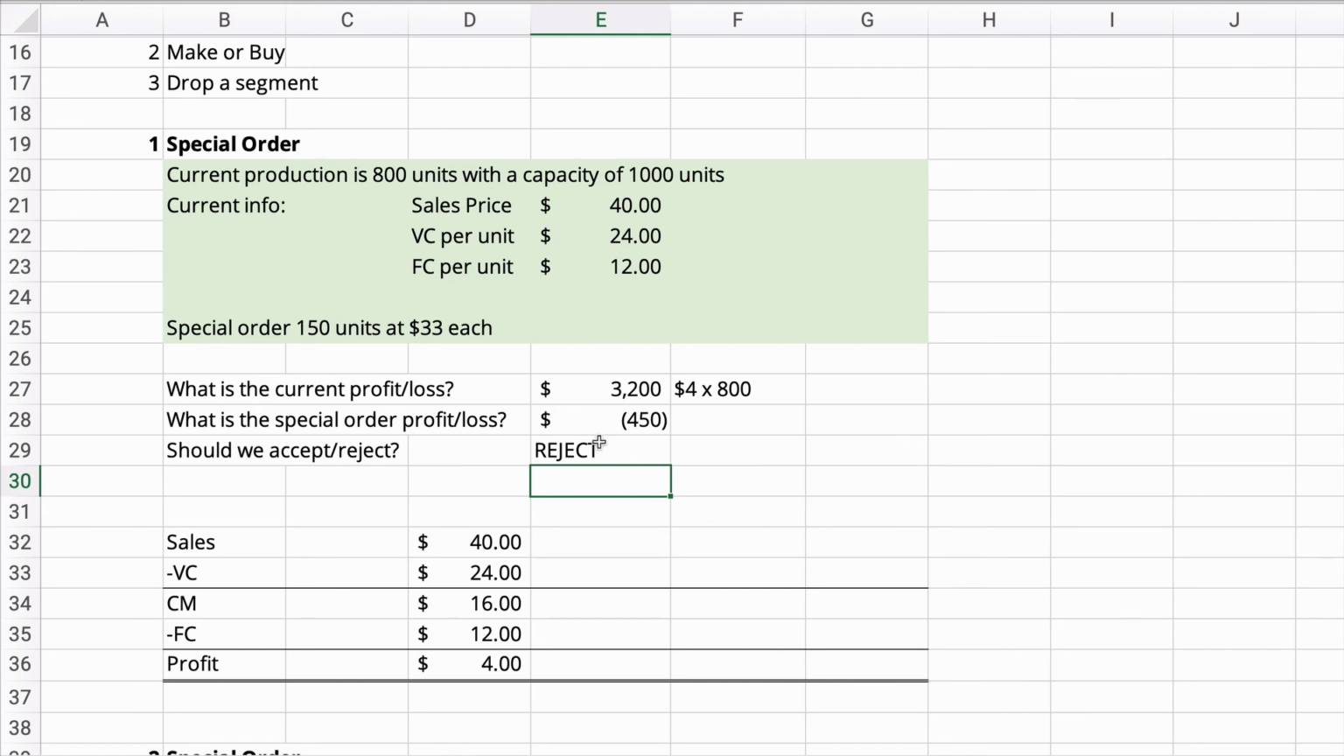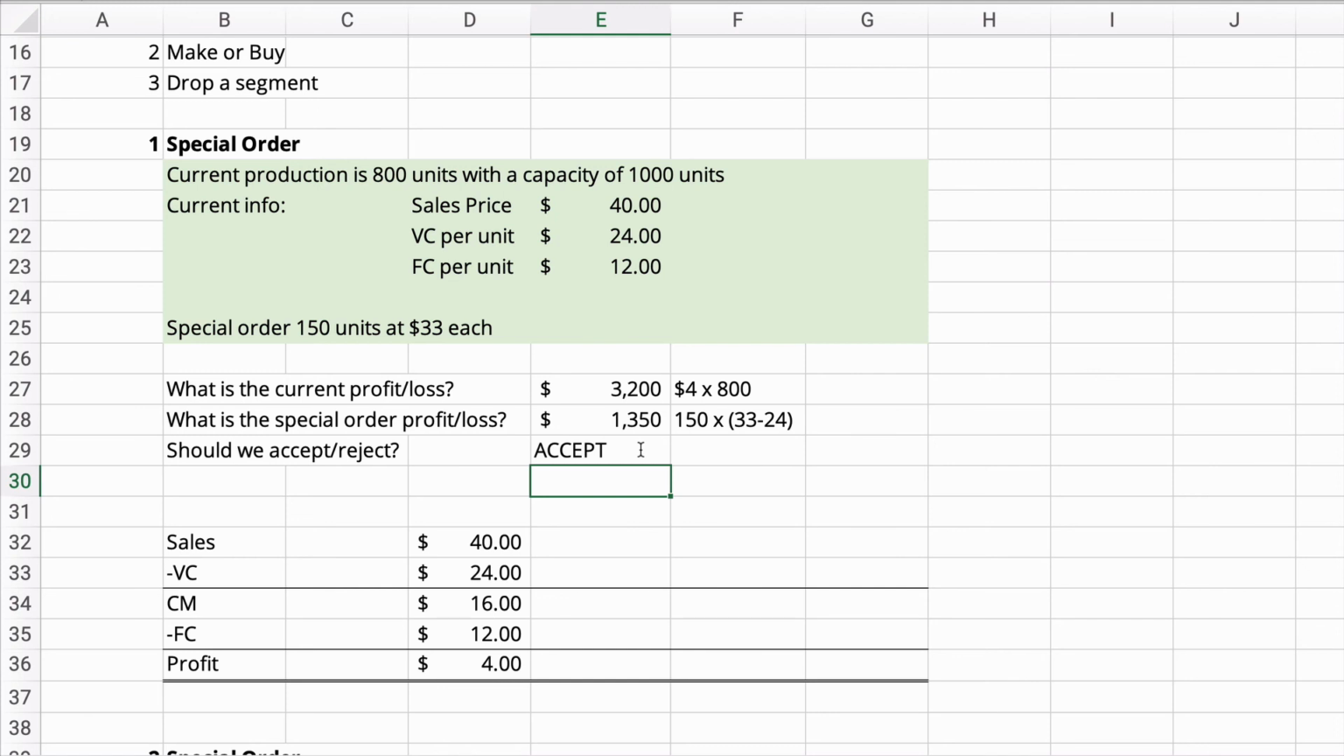So let's go back and think about what we know. What is the special order? What does it take if we produce one more? Well, remember, variable cost is what the next one costs. Are we willing to sell one at 33 that cost us 24? Yes, we are. So really, we should be thinking 150 units times 33 minus 24, which is $9 each. So it's going to be $9 times 150. We're going to make $1,350 extra dollars. So should we accept or reject? We should accept, because we're going to make extra money.